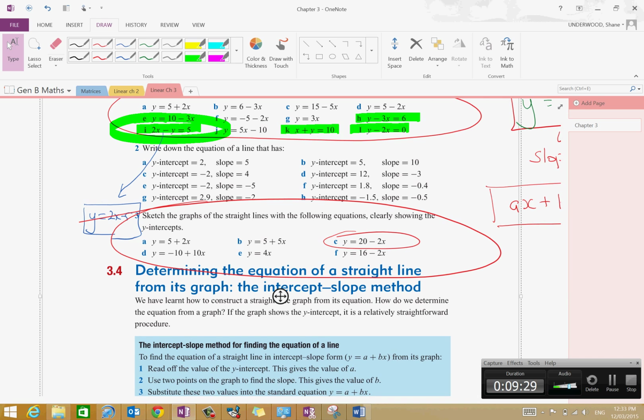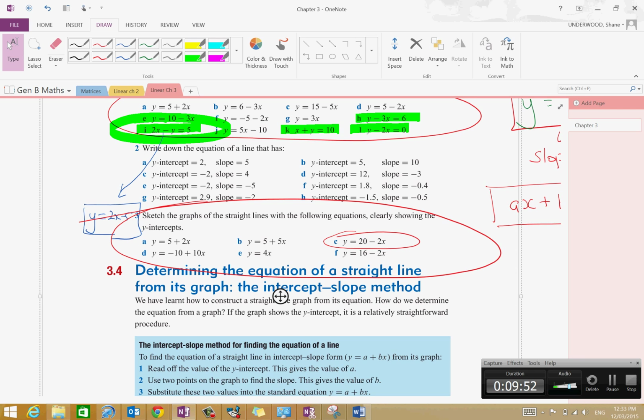Anthony, what can you tell me about the slope of that graph of y equals 20 minus 2x? It's negative. Now, what's the y-intercept, Hannah? The y-intercept of 20 minus 2x is 20. Excellent. Now, we know the slope, we know 20, so we can start filling this out.